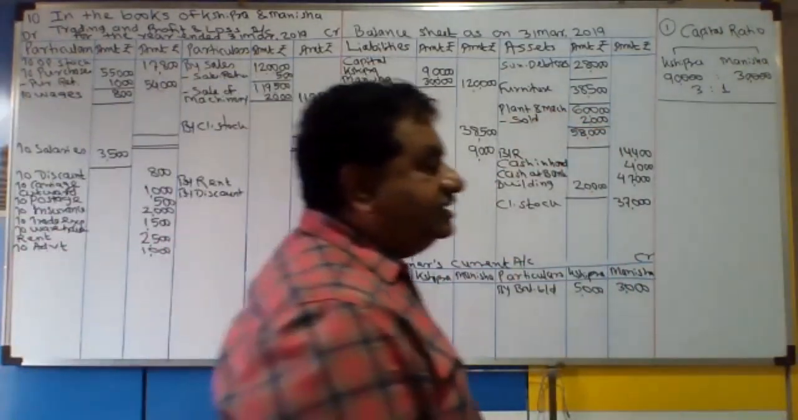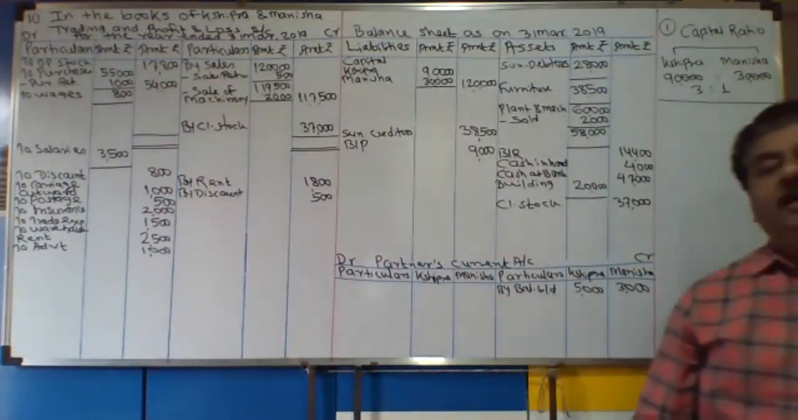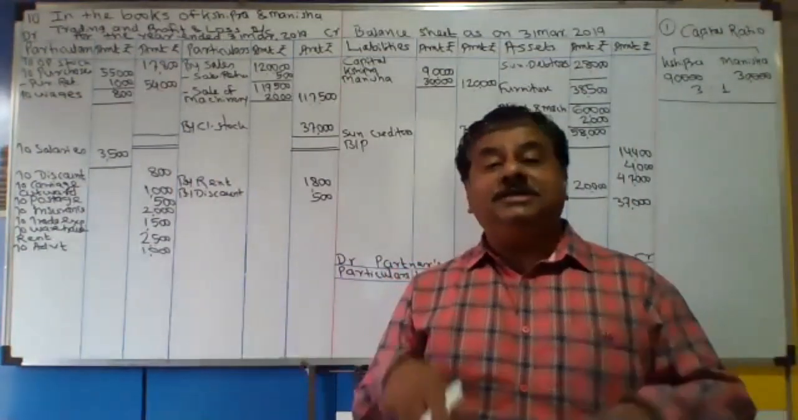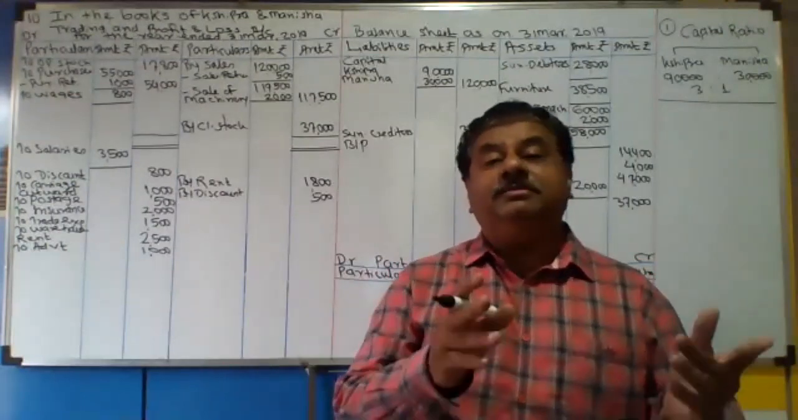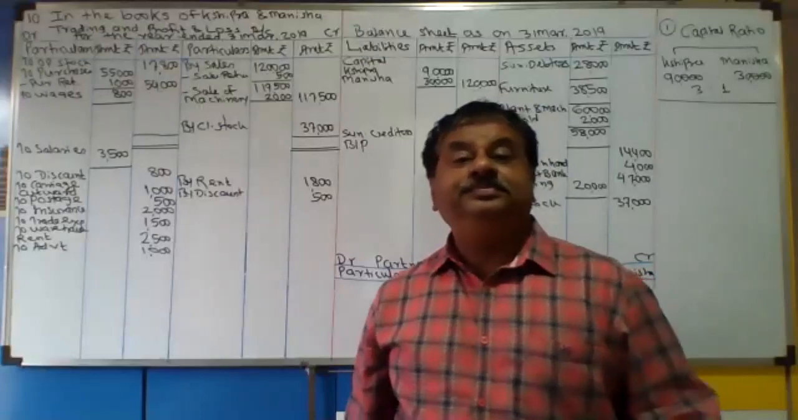So when any asset is sold but wrongly included in sales, the effects are less from sales and less from the asset. Less from sales, less from the asset. Very important.